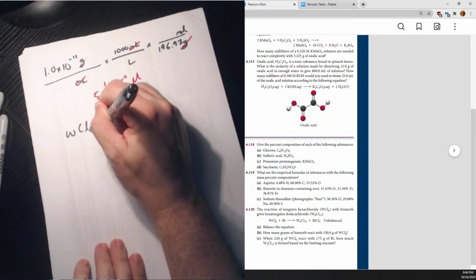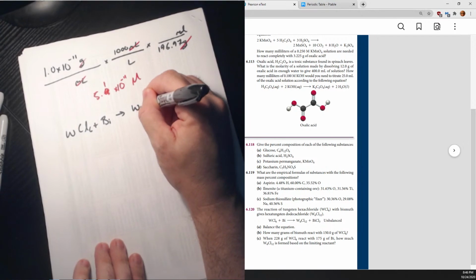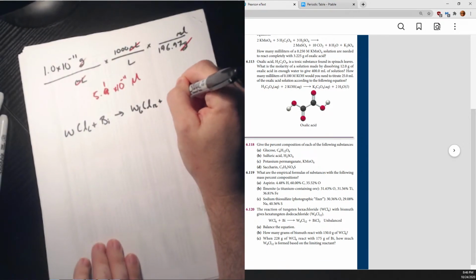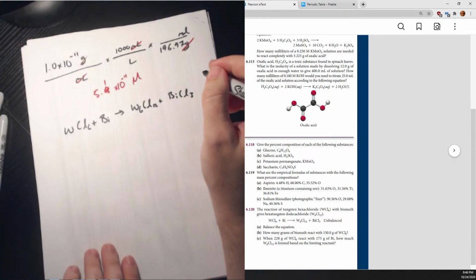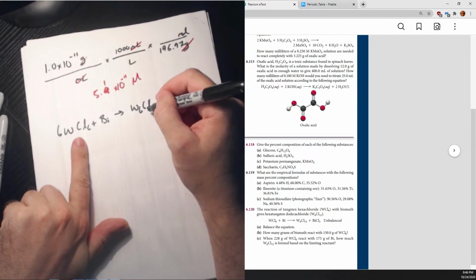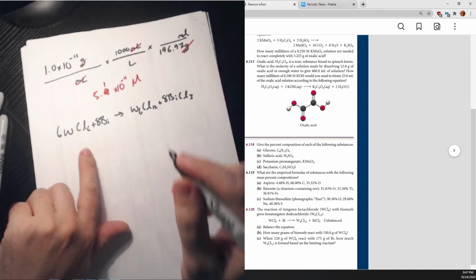WCl6 plus Bi yields W6Cl12 plus BiCl3. So we need 6 of these. That gives us 36 chlorines. We only have 12. We need 24, so 8 of these and 8 of these.